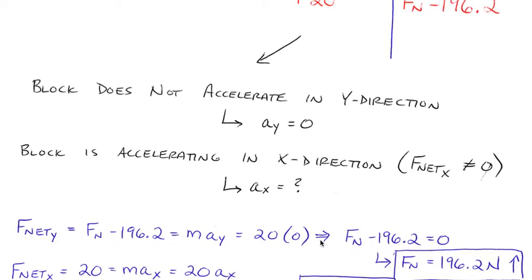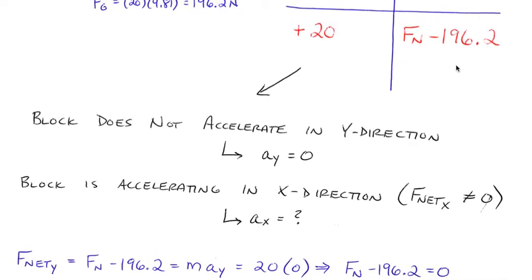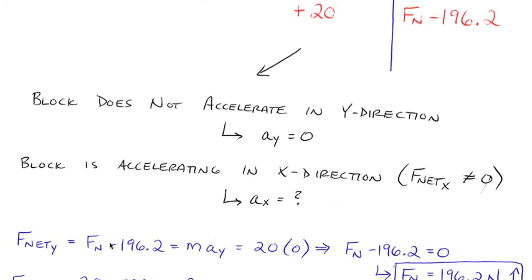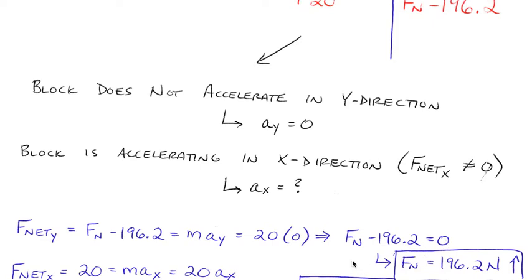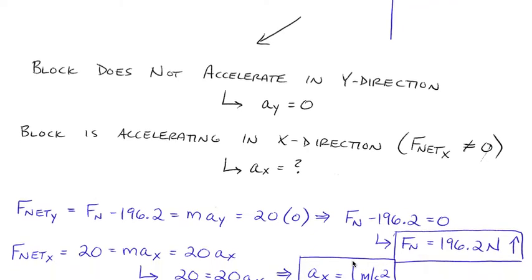So first, let's look at my y forces. The net force in the y is going to be my total sum of forces, Fn minus 196.2, normal force minus gravity, and that's going to equal mass times acceleration in the y, which is 20 times 0. There is no y acceleration. So the normal force minus the force of gravity equals m times a. Because a is 0, it will equal 0. If I rearrange this equation, the normal force simply equals 196.2 newtons up.